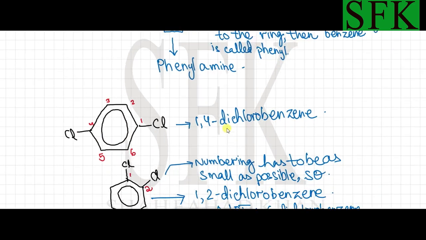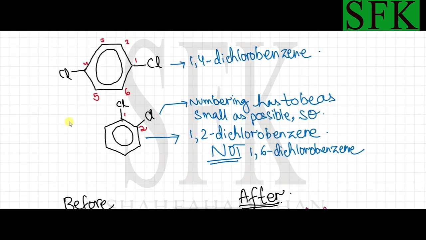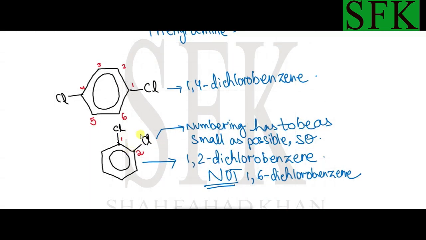Similar will be the case if I were to change the position of the substituents which are attached to the benzene ring. In this case, I've brought this chlorine atom to the carbon 2 position. So it's gonna become 1,2-dichlorobenzene. It's not gonna be 1,6-dichlorobenzene, okay?